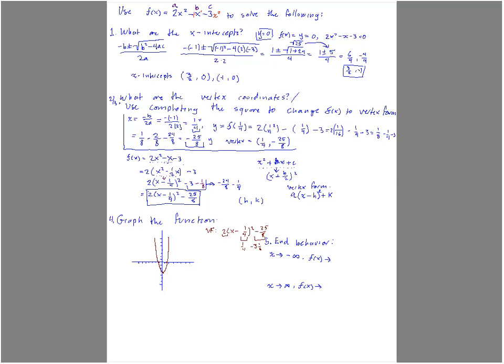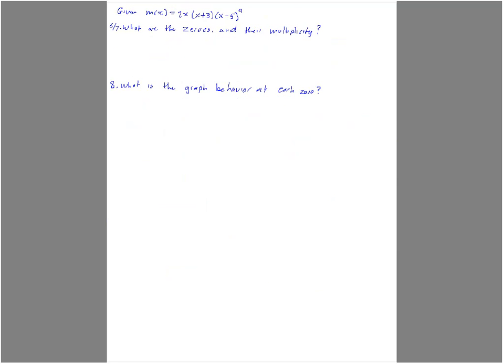Okay, so that is the first 4 problems. Let's move on to the next set here. And it says, given m of x is equal to 2x times x plus 3 times x minus 5 to the 4th power, what are the zeros and their multiplicity?